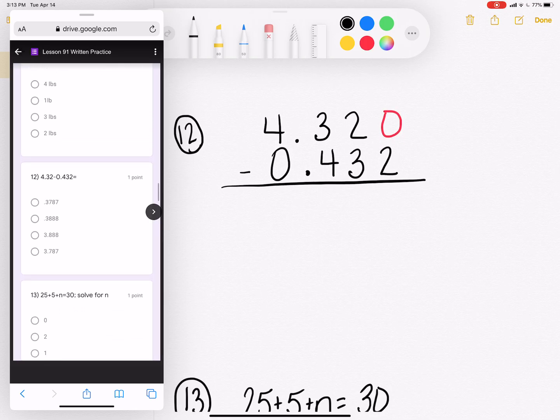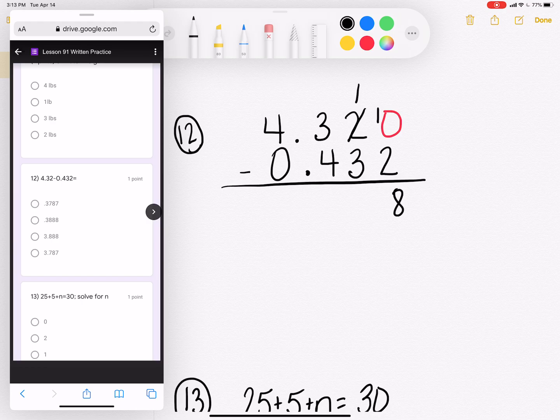On number 12, I have 4 and 32 hundredths minus 432 thousandths. I made this 0 red because I added it just as a placeholder. If you add a 0 after your decimal places, it has no value, but it helps you line up your columns. So here we go. Let's subtract this. I need to borrow from the 2, make it a 1. 0 becomes a 10. 10 minus 2 is 8.